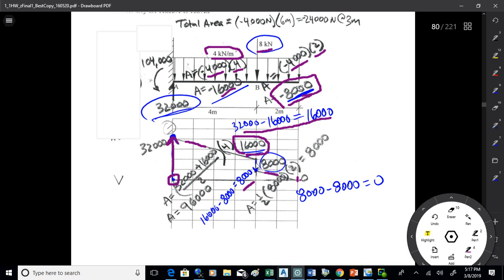All right, now once I've got that, I want to get the areas under the shear diagram. So I got 32,000 and 16,000. I've got a trapezoid there. So 32,000 plus 16,000 over 2 times the base of 4 gets me the area. It's 96,000. And then I've got 8,000. Then I got a triangle here with a height of 8,000 and a base of 2. So that has an area of 8,000.